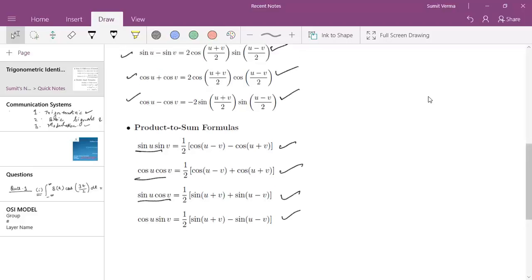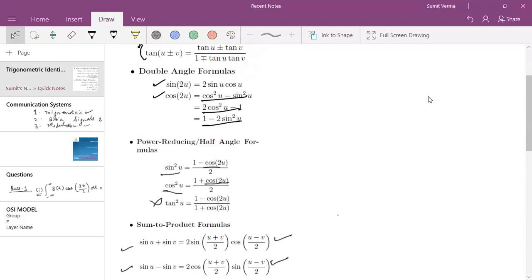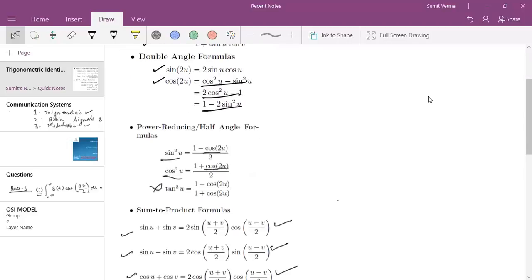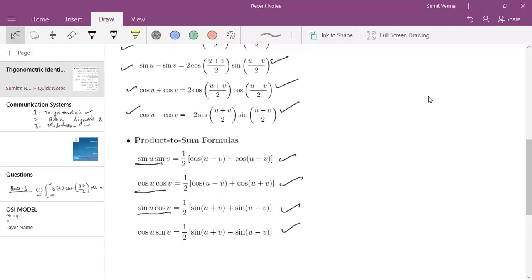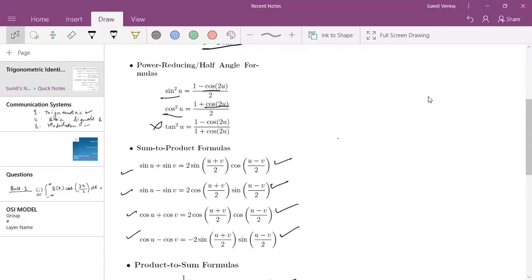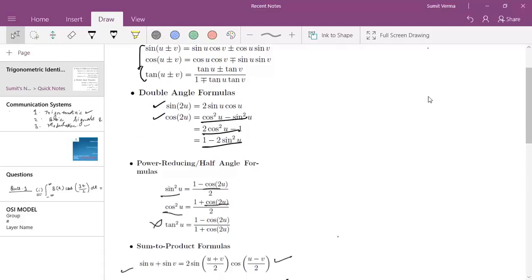I would like that if you can just note them down somewhere, or if you already know, then no problem. But if you don't, then better you note them down somewhere and learn those, because we don't want to waste time in mathematics later on. So yeah, this is the trigonometric identities part. Now let's move to the signals and systems part.